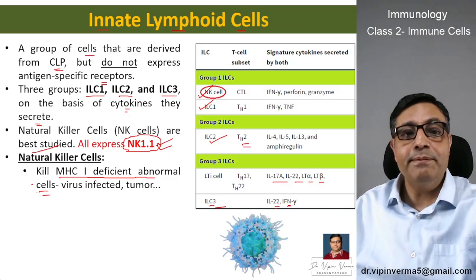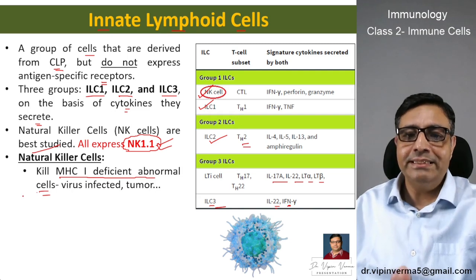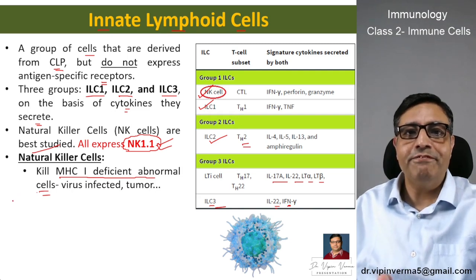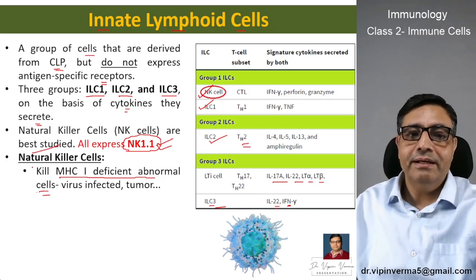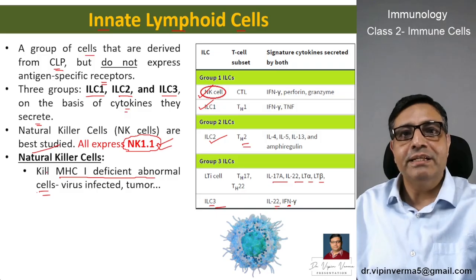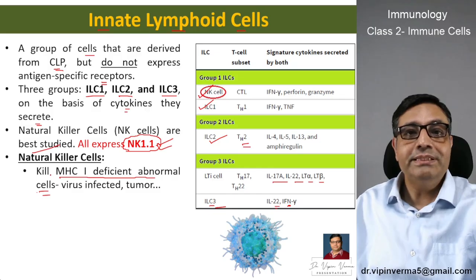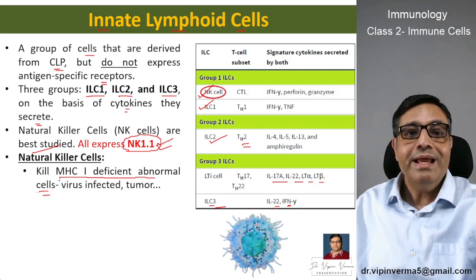And the natural killer cells keep browsing all the cells. Whenever there is MHC1 expression, the MHC1 molecules interact with the receptor on the natural killer cells, and they leave the cell. But when there is some problem in the cell, the MHC1 expression goes down below the threshold, like in the case of a virus infected cell or in the case of tumors or cancers.